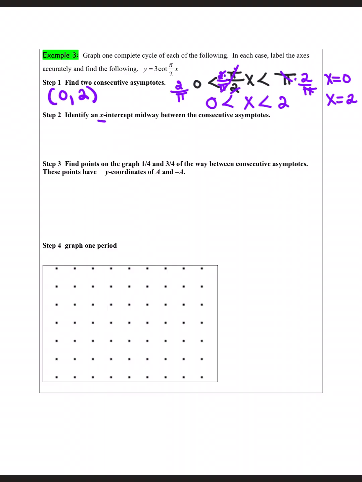Now I need to identify the x-intercept. To find the x-intercept, we're going to add the two asymptotes, which were 0 and 2, and we're going to divide by 2, and this will be my midway, so 2 over 2 is 1. So my x-intercept will be at 1, 0. That is midway, meaning halfway between x equals 0 and x equals 2.